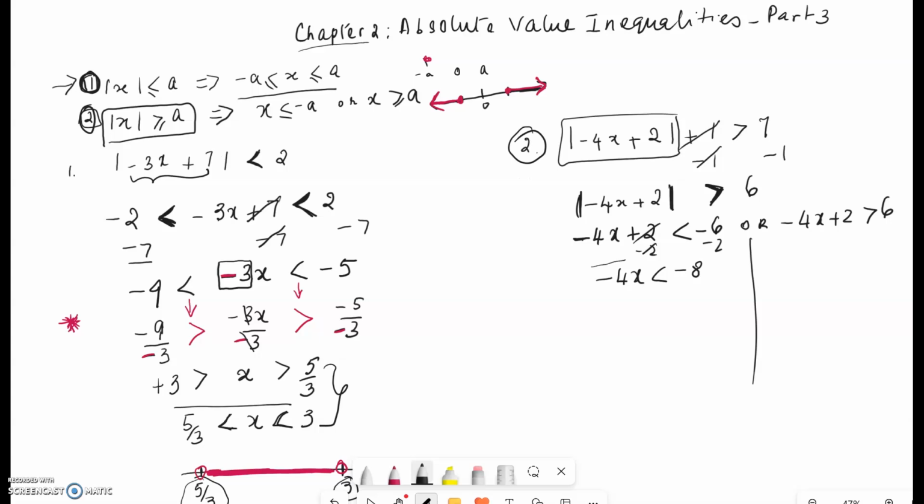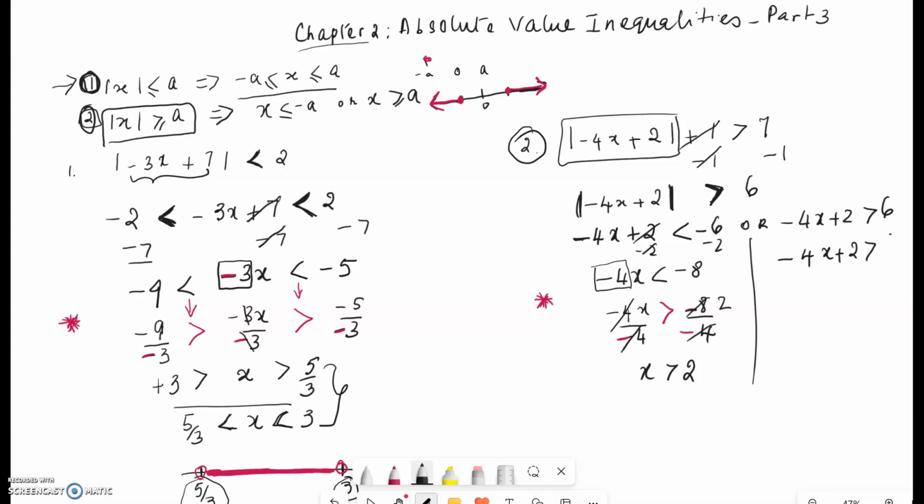Now remember, we have to get rid of negative 4. We need to divide both sides by negative 4. It's a negative number, and that's important. Something different happens here. The inequality gets switched when you divide both sides by a negative number. So negative 8 over negative 4. So that would give you x greater than, 4 goes 2 times into 8, the negatives cancel, and x is greater than 2. Let's solve the other inequality.